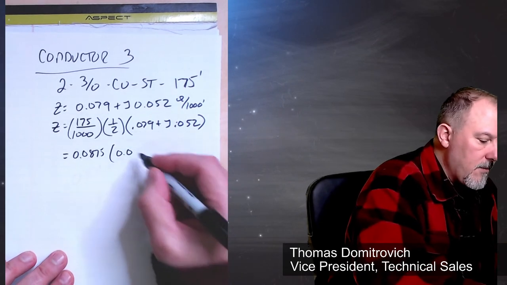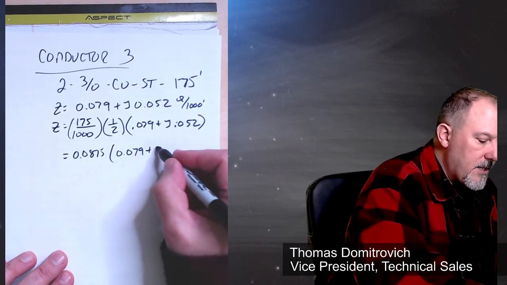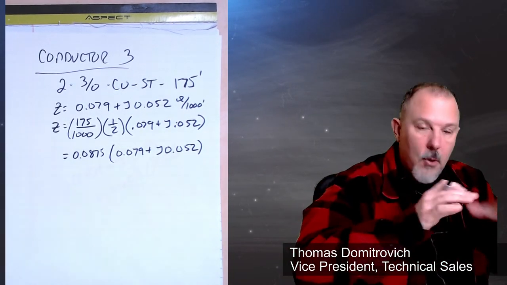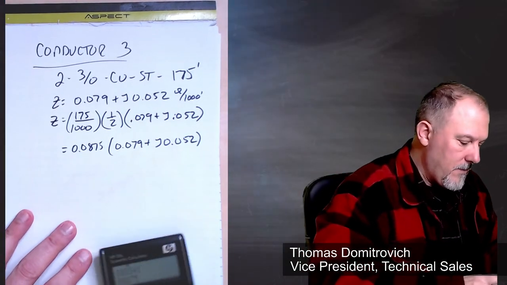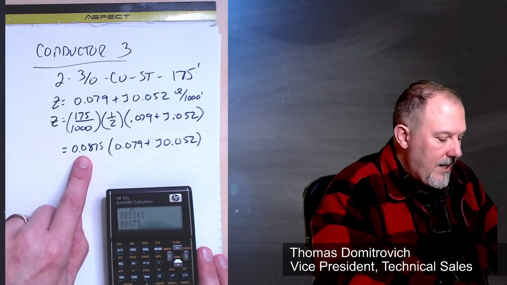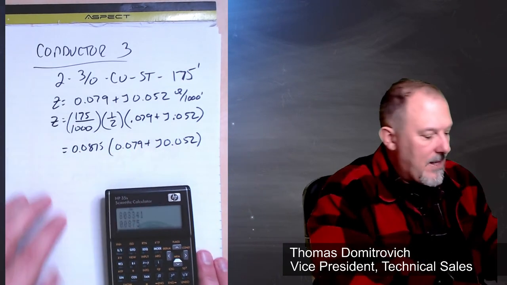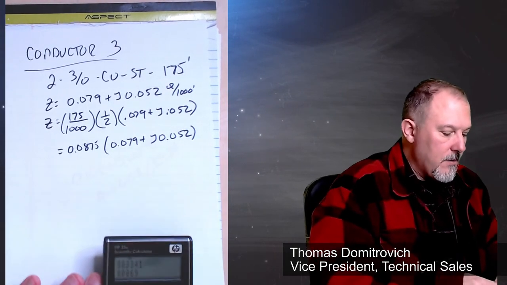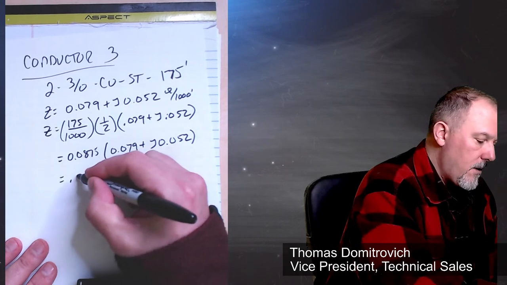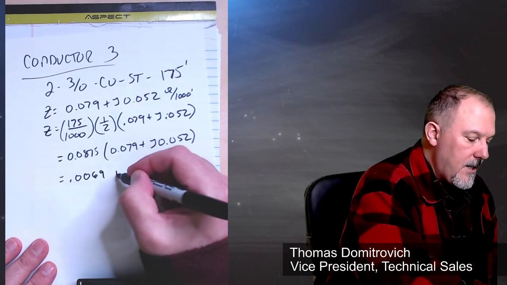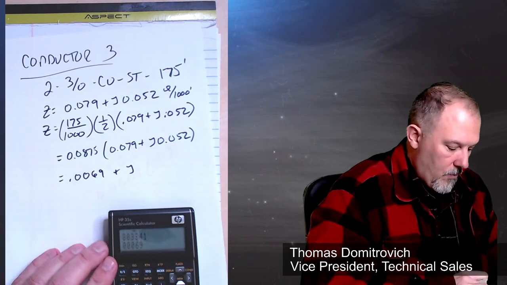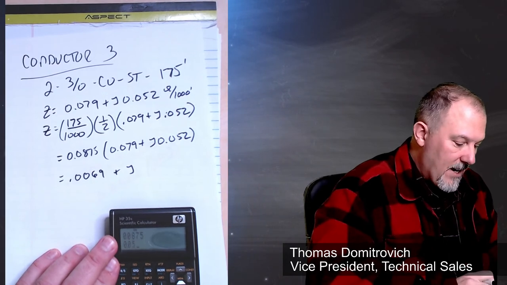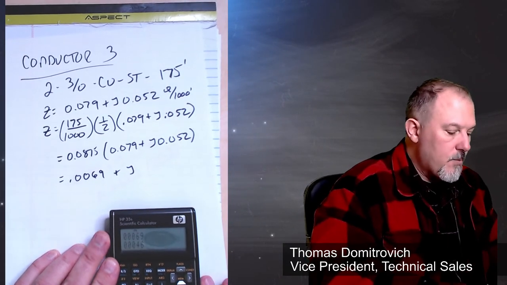Times 0.079 plus J 0.052. And it's important to not lose those zeros. Now I'm going to do 0.0875 times this, and then 0.0875 times that. 0.079 times 0.0875 is 0.0069. So 0.0069 plus J, 0.0875 times 0.052 is 0.0046.